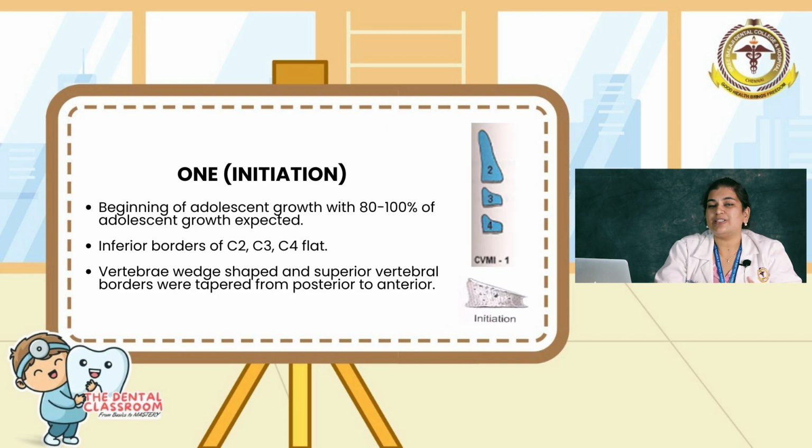Going on to the stages in particular, stage 1 or the initiation. It usually corresponds to the beginning of adolescent growth, with over 80 to 100% of adolescent growth left. At this stage, the child is very young, there's a lot of growth left. So the inferior borders of C2, C3 and C4 are extremely flat and there is no change in the vertical height. The vertebrae are generally wedge-shaped and the borders are tapered from anterior to posterior.